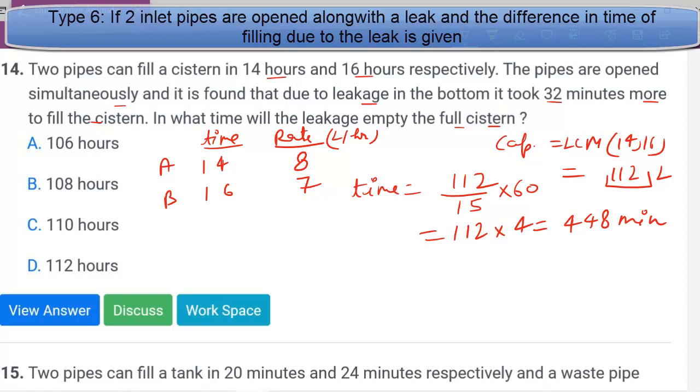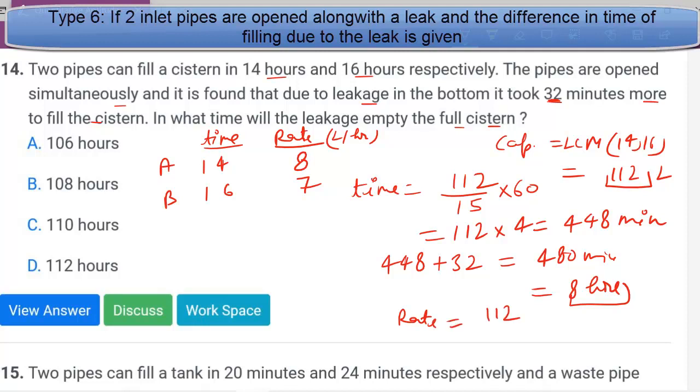So now because of leakage it is taking 32 minutes extra. So 448 plus 32 minutes extra, which comes out to be 480 minutes, or we can say 8 hours. 8 hours it is taking. So the rate at which it is filling is 112, because this is the capacity of the tank, divided by 8 hours. So this comes out to be 14 liter per hour. So this is the rate at which it is being filled with the leak.